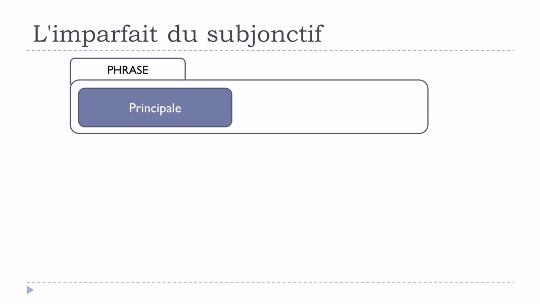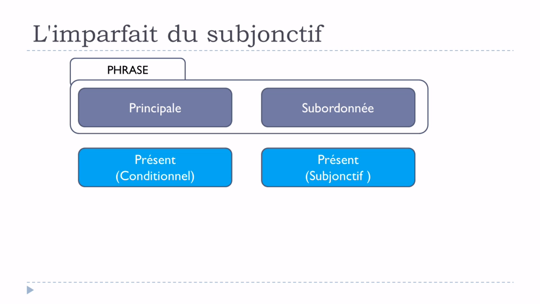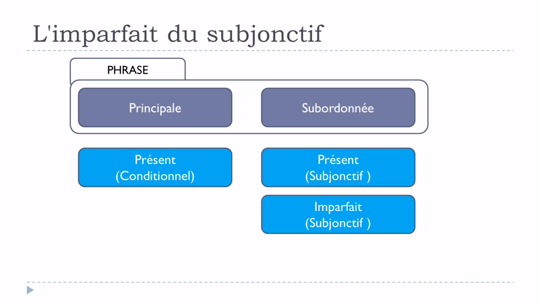Let's take now another situation in which we've got, same thing, a sentence, so we've got la principale and then we've got la subordonnée. Okay? If we have le présent du conditionnel dans la principale, then normally we should have le présent du subjonctif dans la subordonnée, or then l'imparfait du subjonctif dans la subordonnée. But in most of the cases this form won't be used, even if it would be possible and it would be correct, people will skip that and they will stay with présent du conditionnel and then présent du subjonctif.